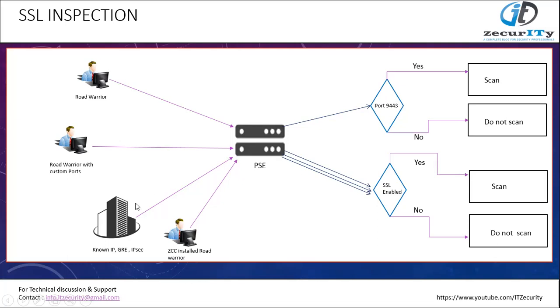If the traffic is coming from non-IP, GRE or IPsec, the PSC will look at whether SSL is enabled on the location or not. If yes, the scan will happen. Otherwise, the scan will not happen. In the case of client connectors, the PSC will look at whether the particular device has SSL enabled or not. If SSL is enabled on the portal, then scanning will happen. Otherwise, the traffic will not be scanned.